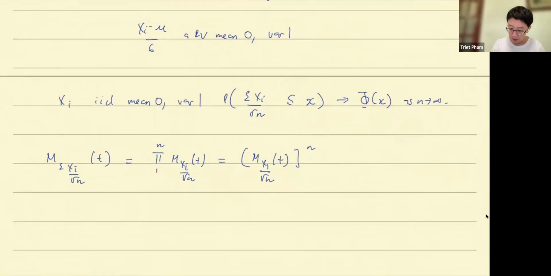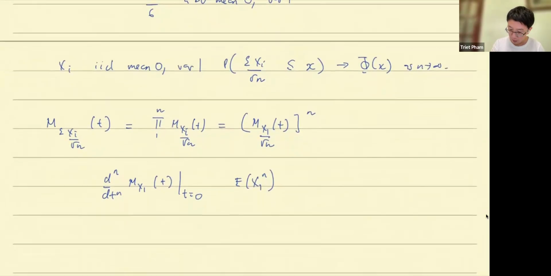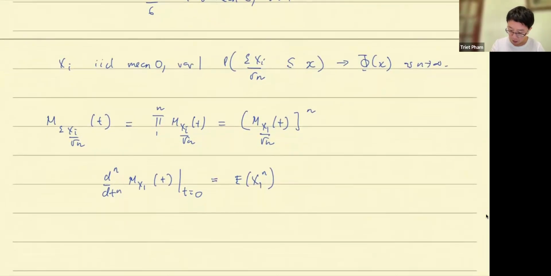Now, if you remember, the MGF has the following property. If you take the derivative of the MGF and plug in t equal to 0, it gives you the expectation of X raised to the n power. So maybe let me change it to k because we have used n. So basically, if you differentiate, you get the moments. But what that means is I can expand the MGF around t equal to 0 using Taylor expansion.